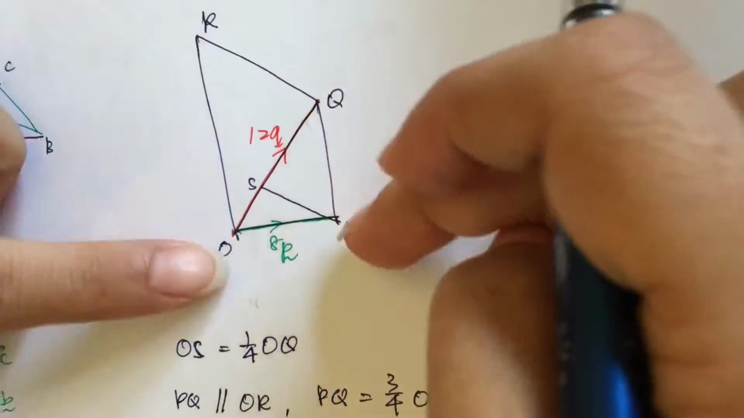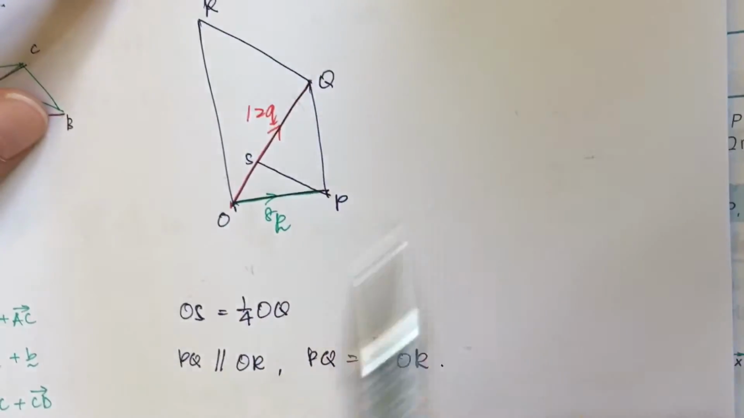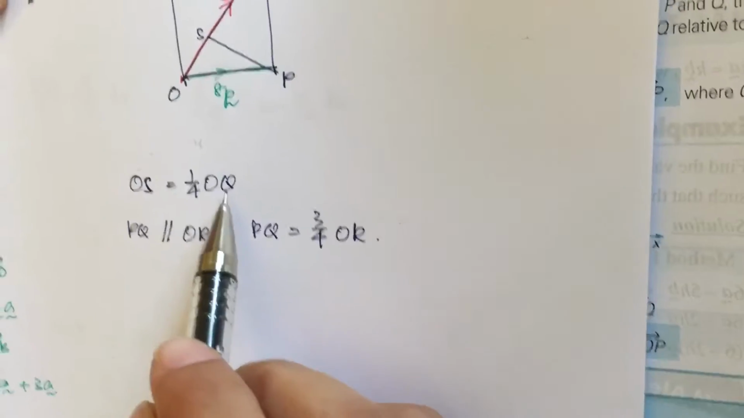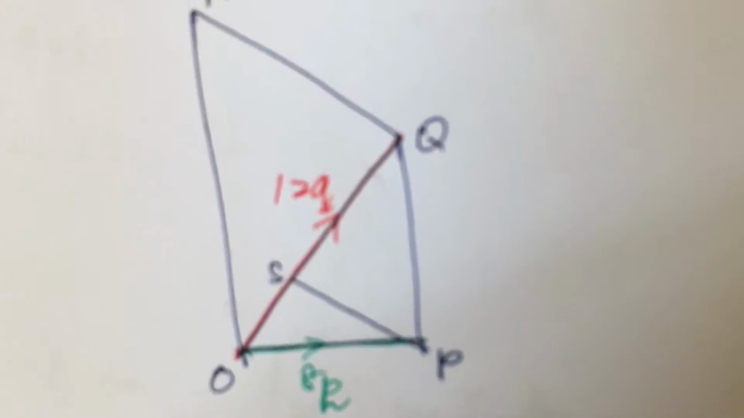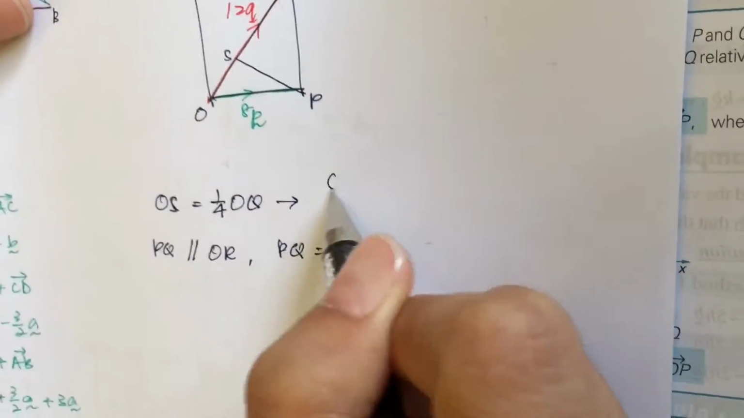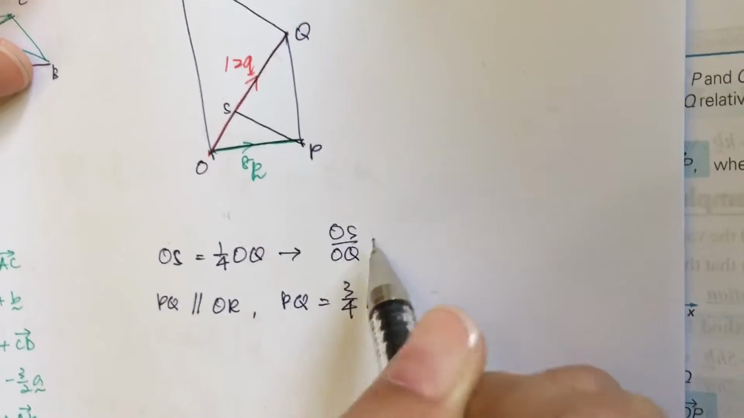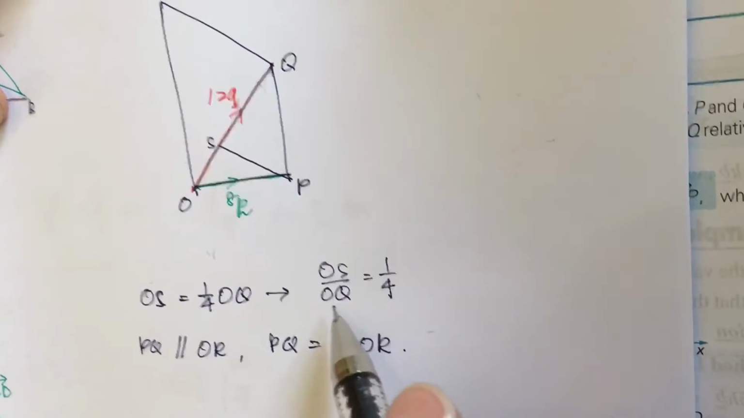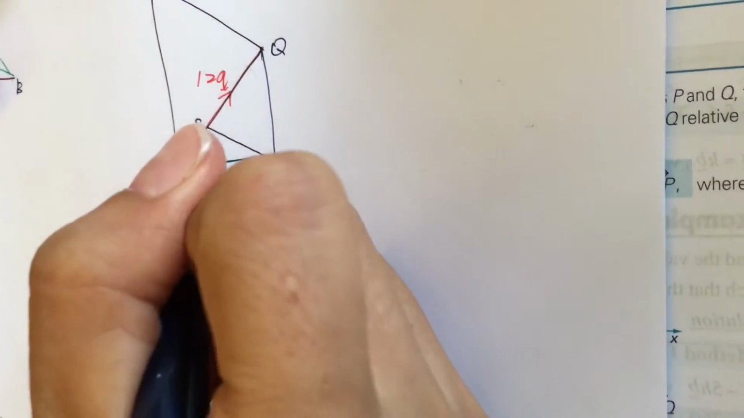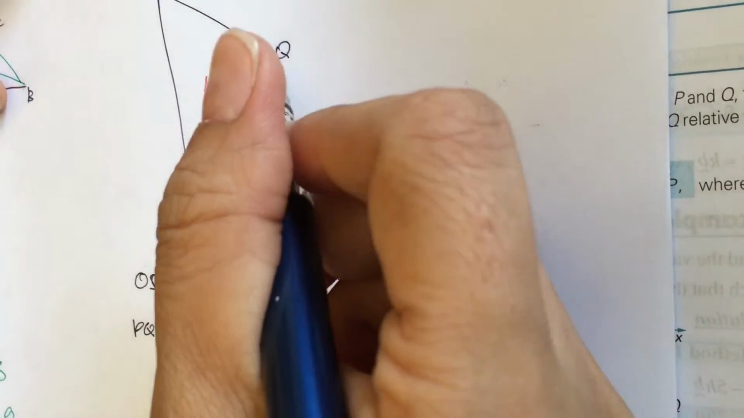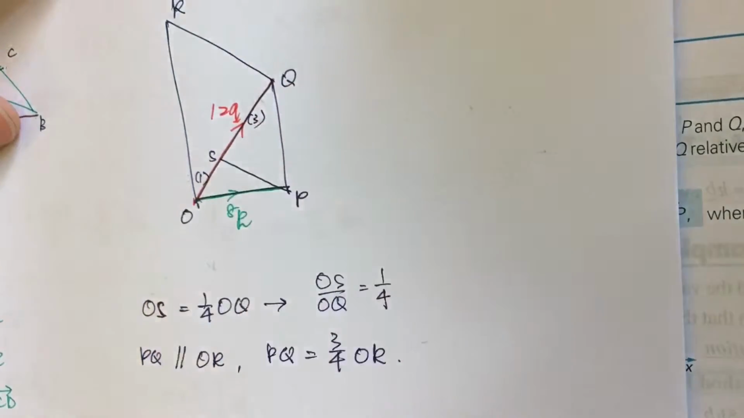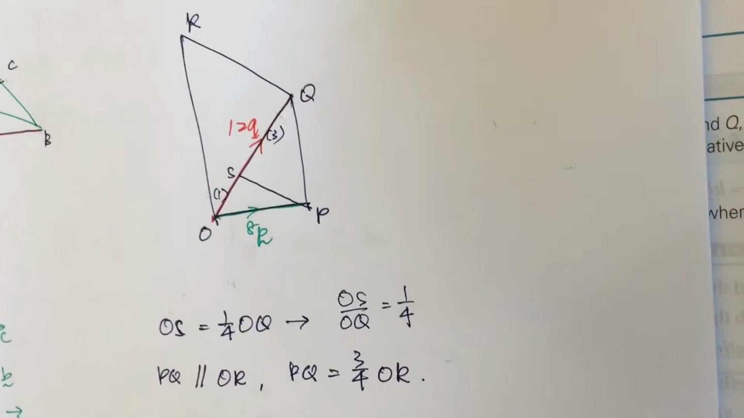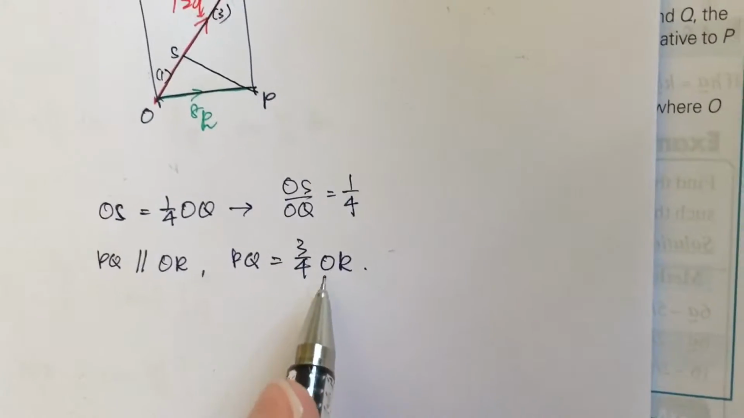Okay, these are what the question has given you. They say PQ and OR are parallel, and they give you OS is a quarter of OQ. So if I put them into a fraction, OS over OQ is 1 over 4, right? That means OS takes 1 part and OQ takes 4 parts. So if this is 1 part, OQ is 4 parts, that means this is 3 parts. And then now PQ is 3/4 of OR.